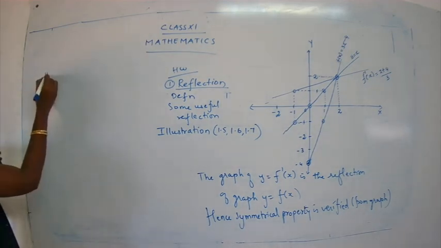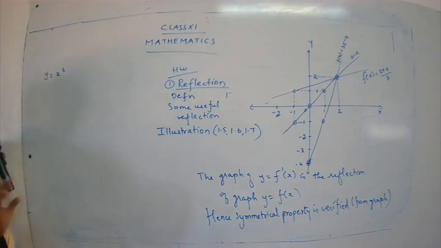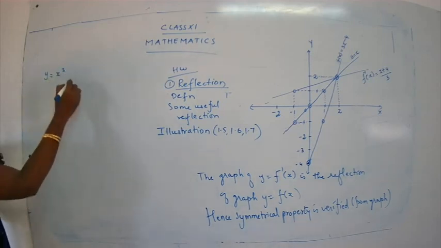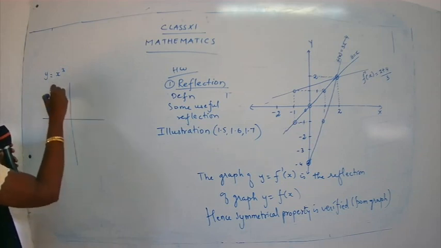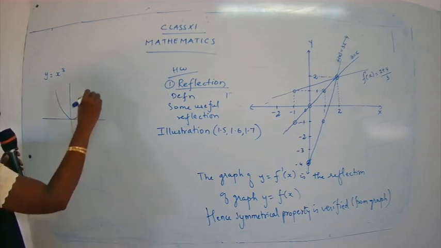So what is the concept given now? Suppose you have a function y is equal to x cube. Now this is a function. How is the graph of x cube? They have given you a graph of x cube like this.